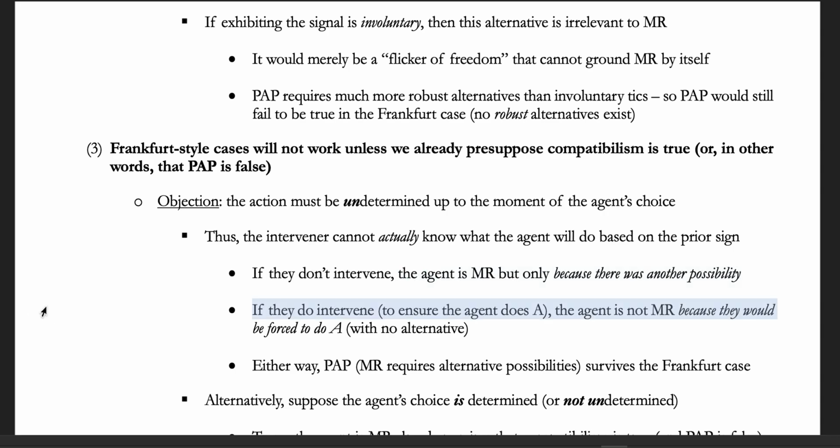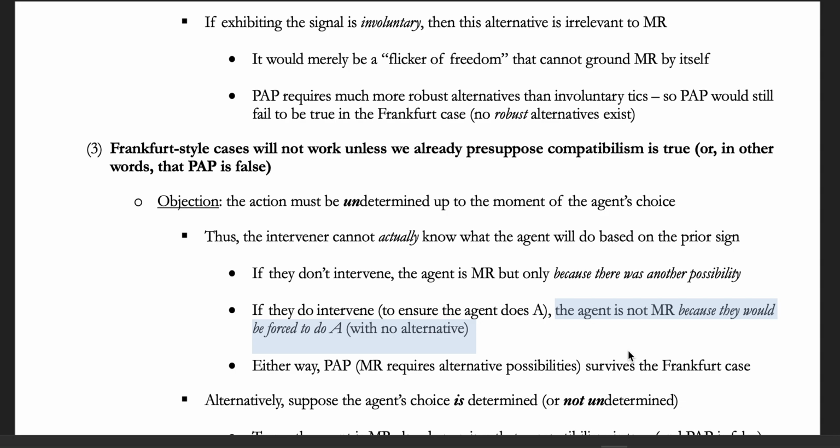If he does intervene to make sure the agent does A, because remember, he can't know because it's undetermined, then the agent's not responsible, right? Because he would have been forced. It would just be like waiting for the signal. But he can't wait for the signal. The neuroscientist can't wait for the signal. Why? Because the choice really has to be undetermined. And if it's really undetermined, what does he know? He can't wait. If he waits, then who knows what's going to happen, right?